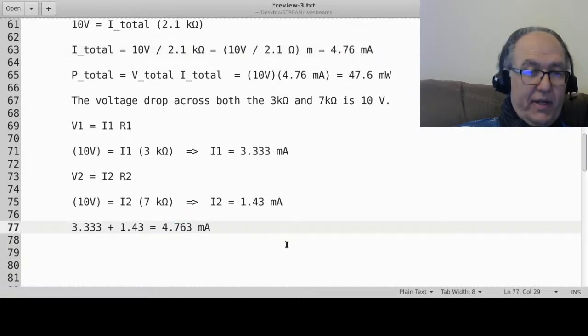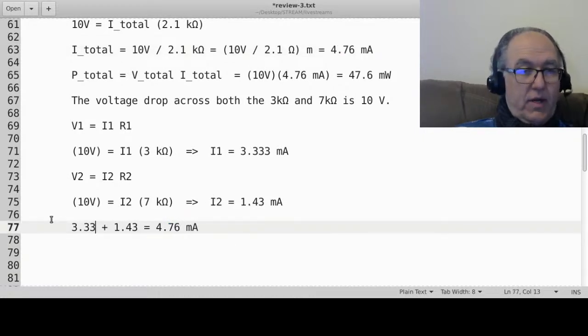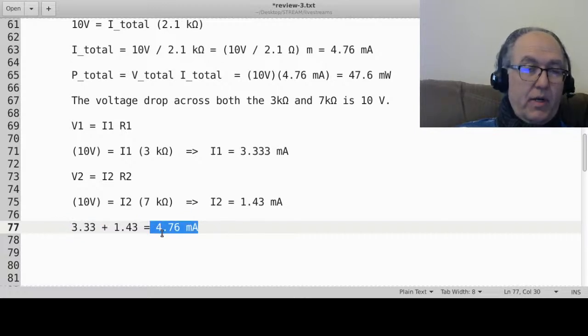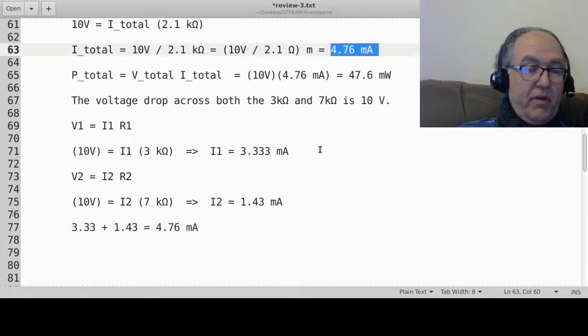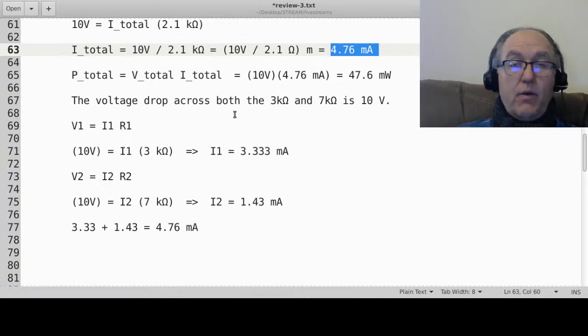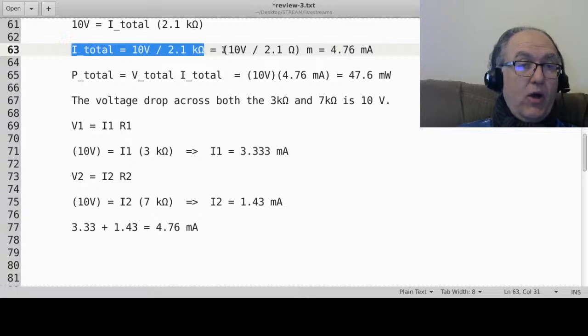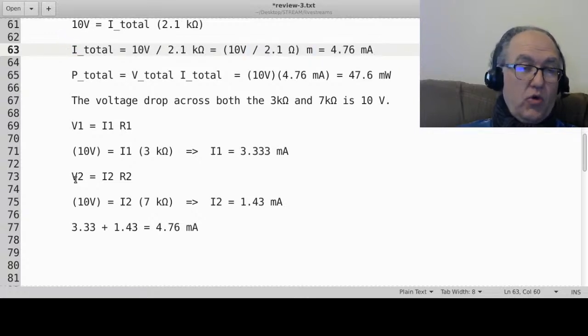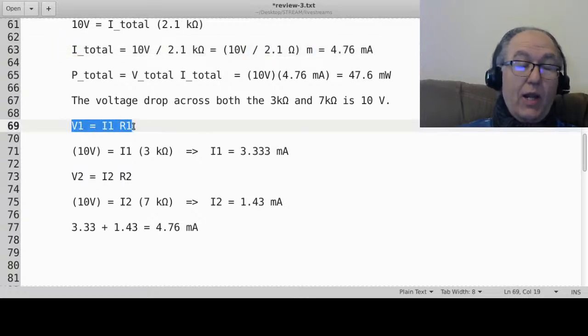Okay, so if I round off here, take one of the 3's out of there, round it off to just 3 significant figures, I find that the current through both of them together, the combined current, is going to be 4.76 milliamps, and that's what we calculated above. The reason I did this is I just wanted to show you that this whole thing is consistent. Whether you get the total current by applying Ohm's law globally, or by applying Ohm's law locally and then adding, you're going to get the same answer.